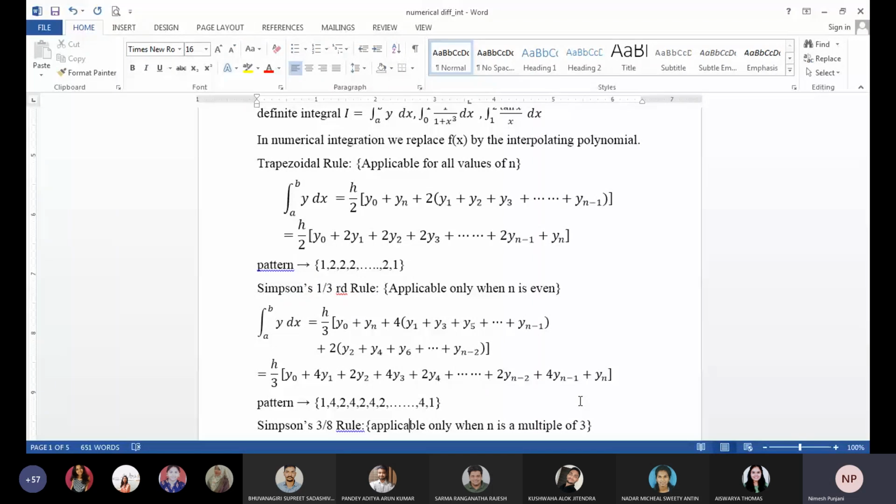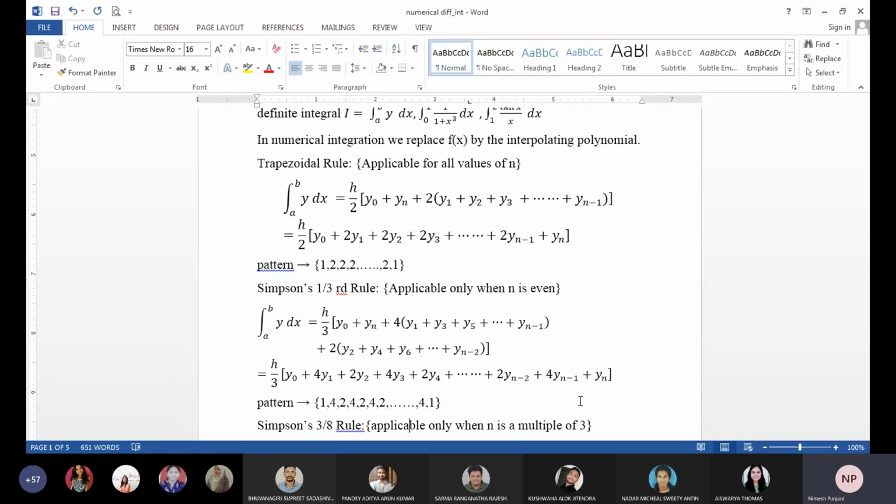Why is the second last coefficient 4? The second last term will be yn minus 1, so its suffix will be odd because your n is even, so yn minus 1 will be a term with odd suffix.